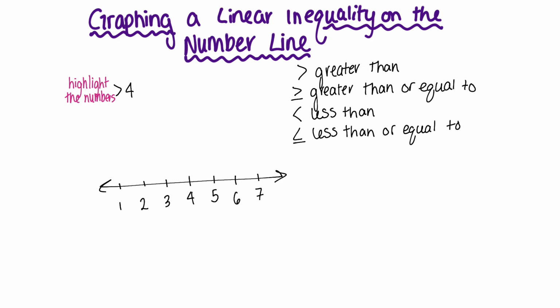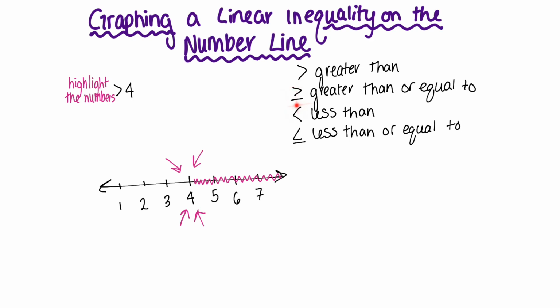Numbers that are greater than 4 are going to be these guys over here, all the way out to infinity. Now, we can't draw to infinity, but we can draw an arrow to show that this goes to infinity. So if I highlight the numbers that are greater than 4, there we go. The only thing left to be concerned about is what about at 4 itself? What happens right here? Here's where the difference of these two comes in.